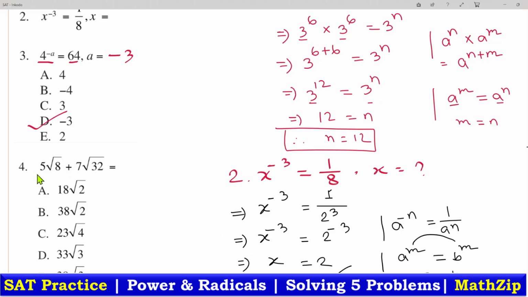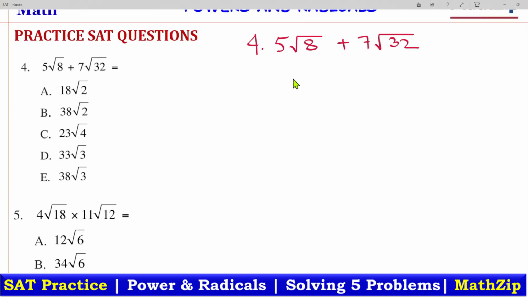Number 4: 5 root 8 plus 7 root 32. We have to find out the simplified value. So let's find out. Once we want to simplify any square root, we have to find out a perfect square. Like here is 5, and this root 8 we can write as root 4 times 2. Okay, so 4 is a perfect square.